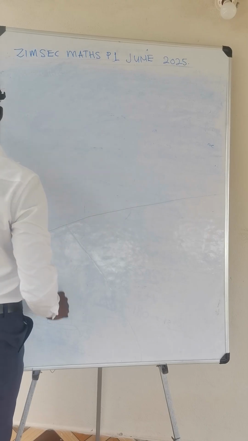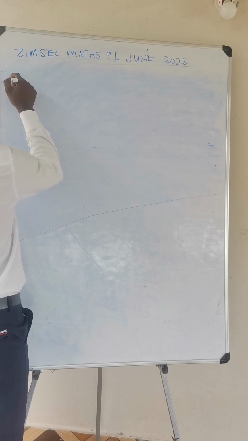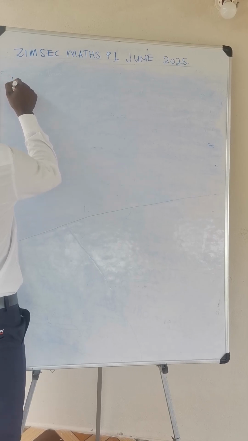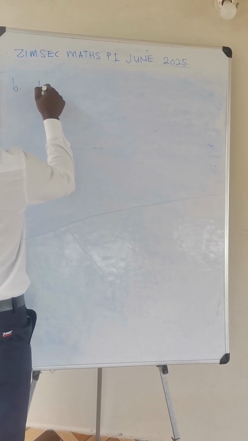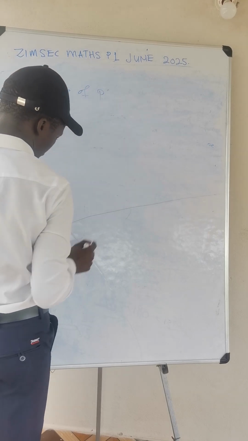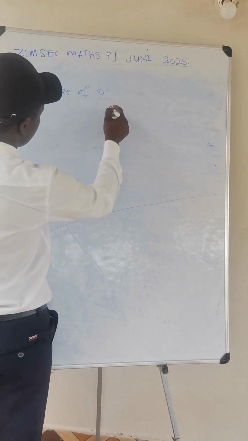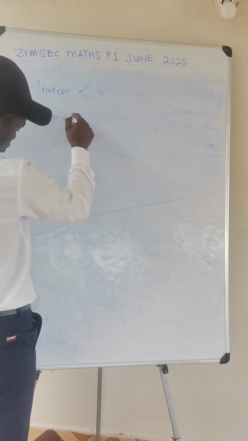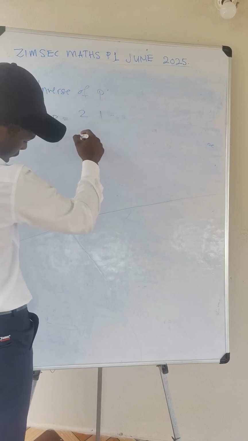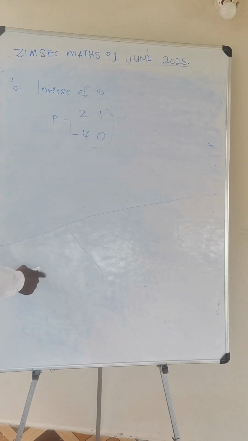It is requesting us to find the inverse of P. Part B, inverse of what? Of P. Our P was equal to 2, 1, minus 4, 0. To find the inverse, we have to find the determinant first.